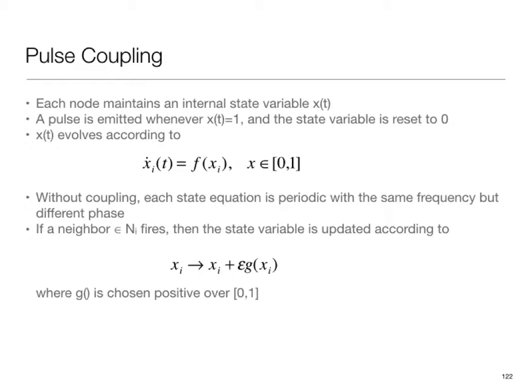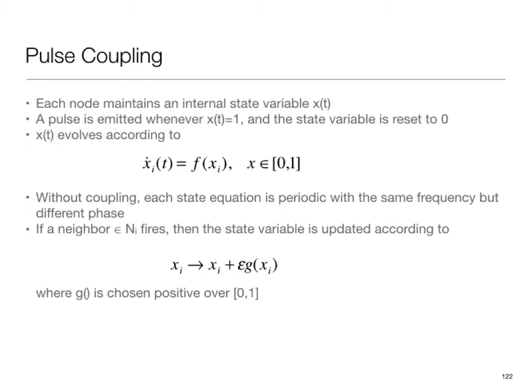But now imagine that I'm able to observe my neighbors, which is kind of equivalent to receiving a packet broadcast by my neighbor. And if a neighbor of node i fires, then the state variable is updated by a little bit. So we basically say some function of what I observe from the neighbor, I'm going to attach some. So depending upon the system, you could imagine that could be positive or negative. In this particular case, we're saying it is positive. So if my neighbor is faster, I'm going to attempt to catch up with it a little bit. Okay, so that's the model.